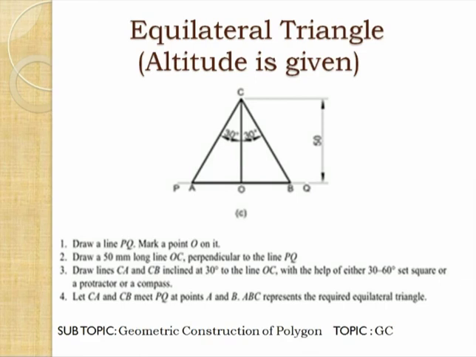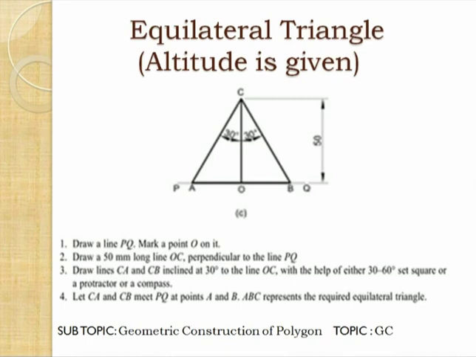Then here is the geometrical construction of an equilateral triangle when we know the altitude. Here OC is the altitude and the length of OC is 50 mm. So first of all we will draw the line PQ. On line PQ we will mark the point O. Draw a 50 mm long line OC which is perpendicular to line PQ at point O, and take the length equal to 50 mm.